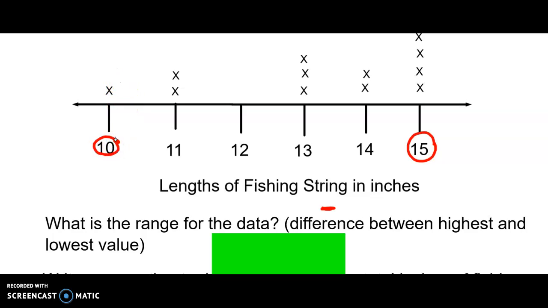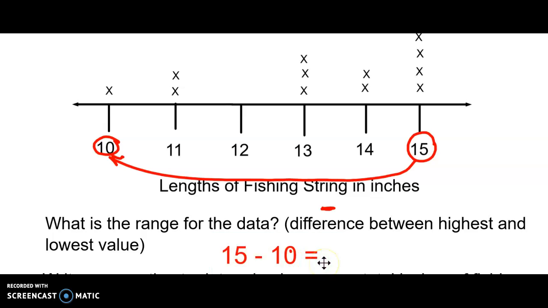So to find the range of our data, it's the difference between the highest, also known as the biggest, and the lowest or the smallest. So when I look at this, my math problem then is 15 minus 10 because we're finding the difference. So our range of data, or the difference between the highest and the lowest, is 5. Okay, so when we look for the range or the difference, we're finding the biggest value that has an x above it and the smallest value that has an x above it.